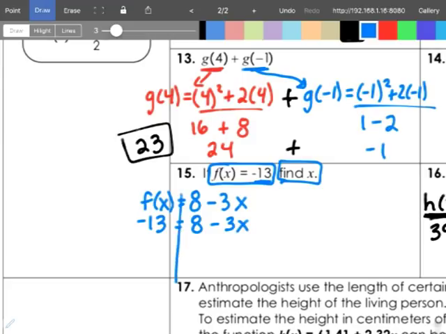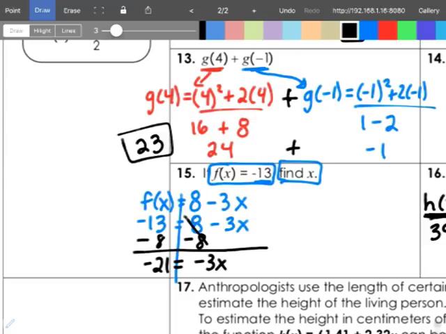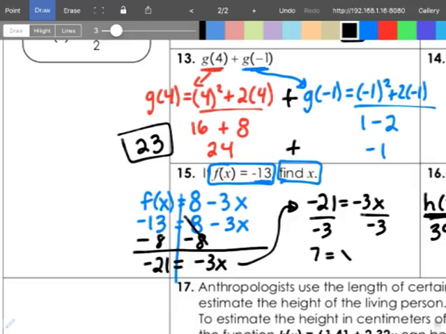Now, again, this is just an equation. This has an x, this has no x, and this has no x. So I need to move the 8 and the negative 13 together. Whenever I cross the equal sign, I do the opposite. So I'm subtracting 8. Negative 13 minus 8, I'm adding those two. So it's negative 21 equals negative 3x. Divide each side by negative 3, and x equals 7.